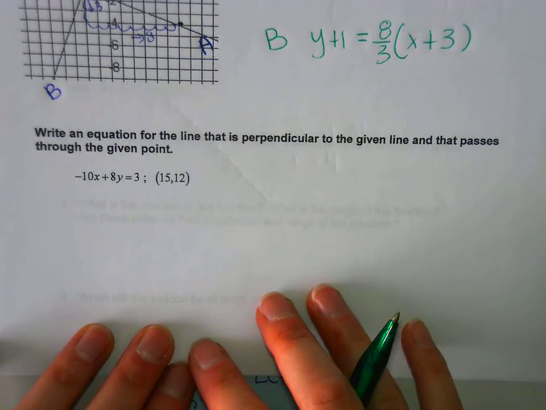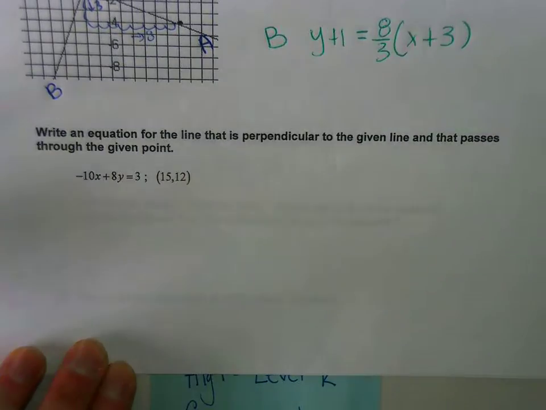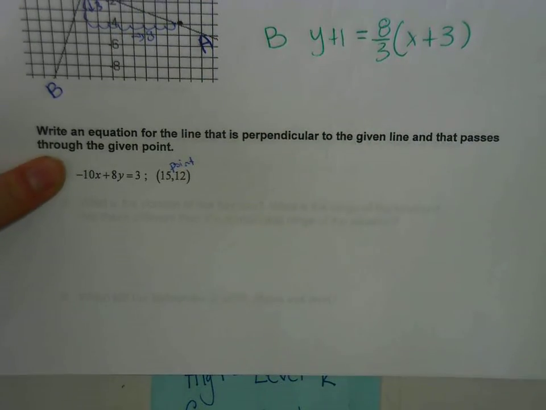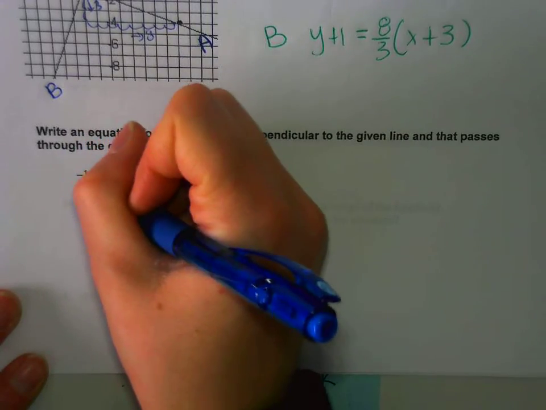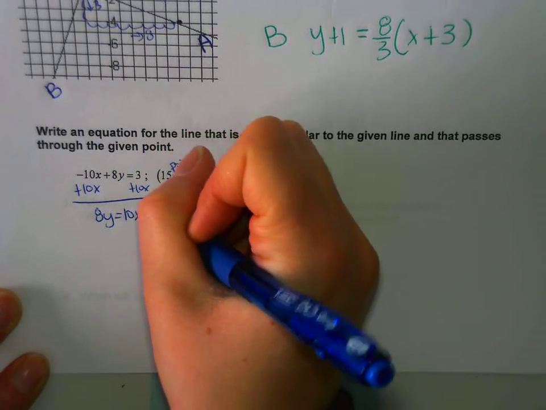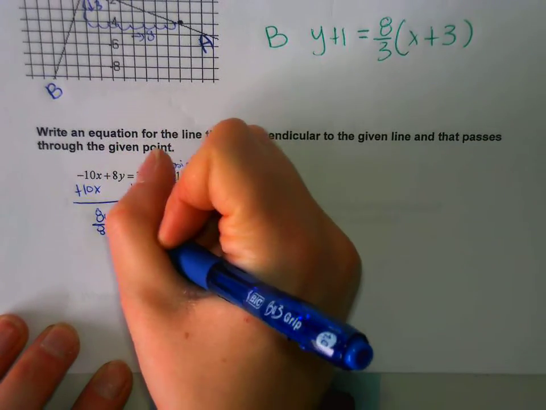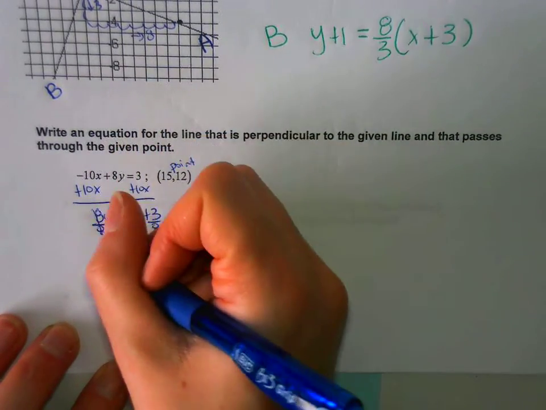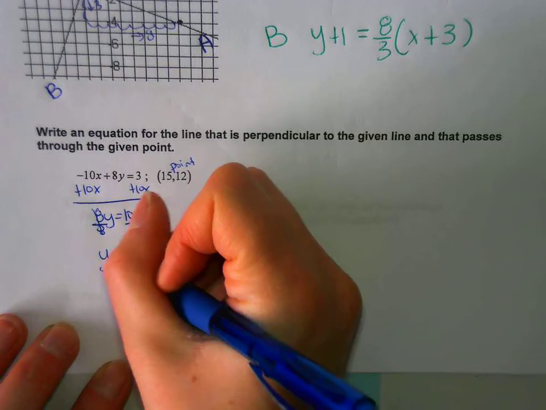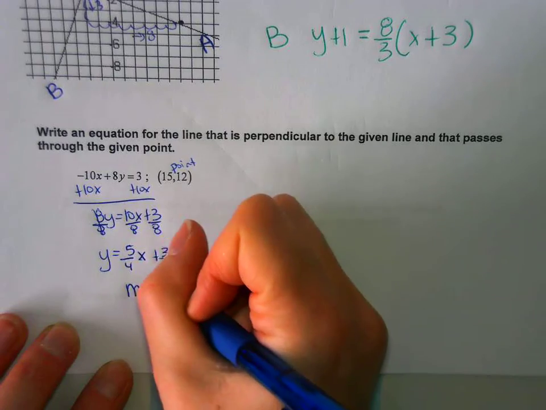We want to write an equation for the line that is perpendicular to the given line and that passes through the given point. So right now we have a point, which is good, but we do not have our slope. So we first need to rewrite this so we can identify our slope. I'm going to add 10x to both sides of my equal sign. So I'm left with 8y equals 10x plus 3. Now I need to get the y by itself, so I'm going to divide both sides by 8, and I have to divide everything by 8. So y is going to equal 10 divided by 8, which reduces down to 5/4 x plus 3/8. So my slope right now is 5/4.